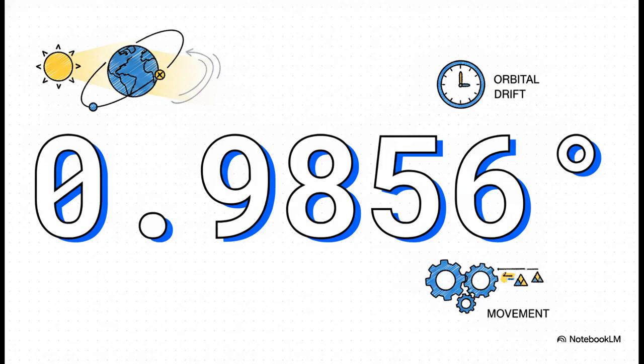Now we need to perfectly match that drift to the Earth's movement. Let's do a little math, but I promise it's easy. The Earth moves about 360 degrees around the Sun in 1 year, specifically 365.2422 days. If you divide 360 by 365.2422, you get exactly 0.9856 degrees per day.